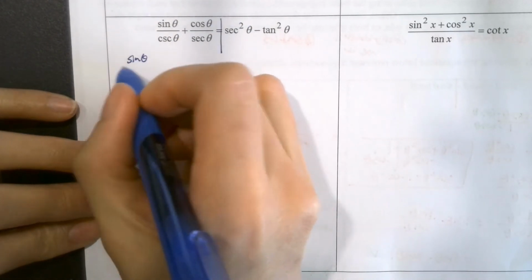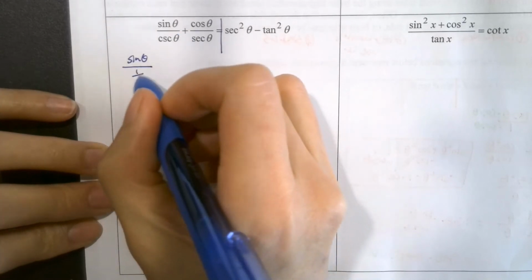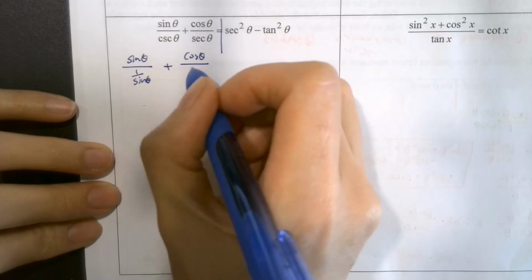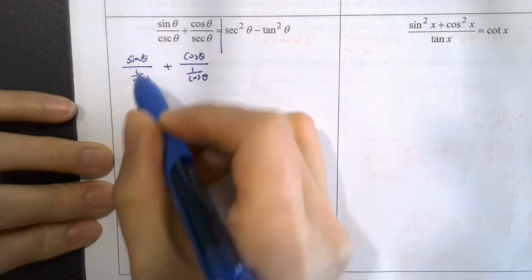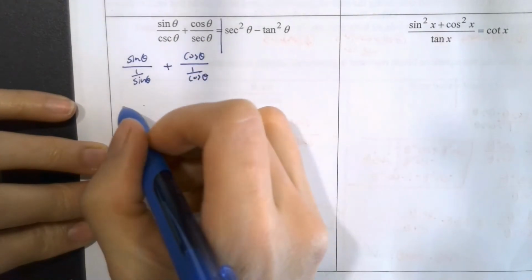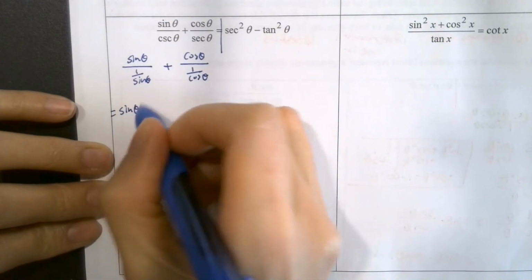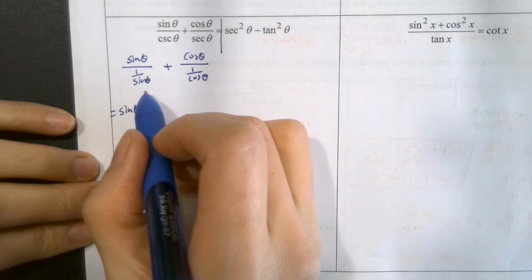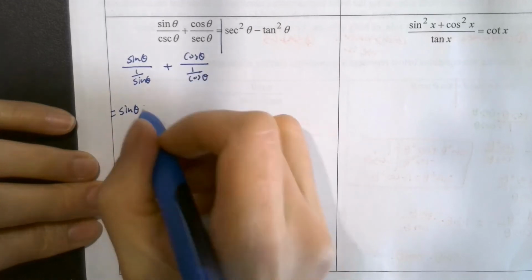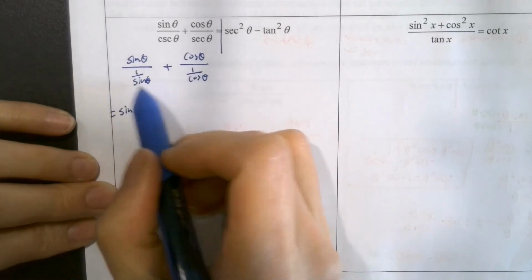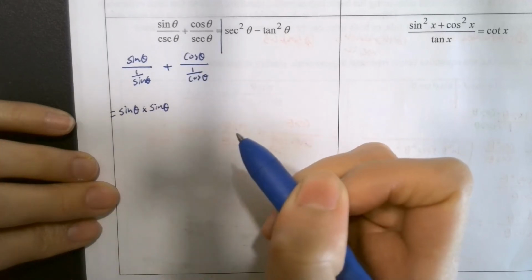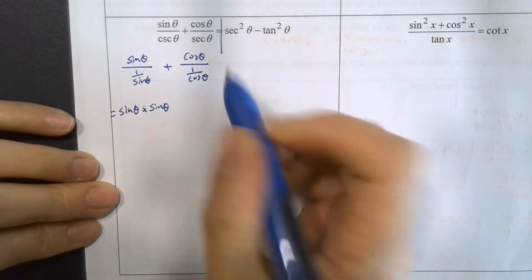So sine of theta over cosecant theta is sine theta divided by 1 over sine theta, plus cosine theta over secant, which is cosine theta divided by 1 over cosine theta. Please do one fraction at a time. When you're dividing by a fraction, that's the same as multiplying by the reciprocal. What's the reciprocal of 1 over sine theta? Sine theta over 1. So I get sine theta times sine theta.